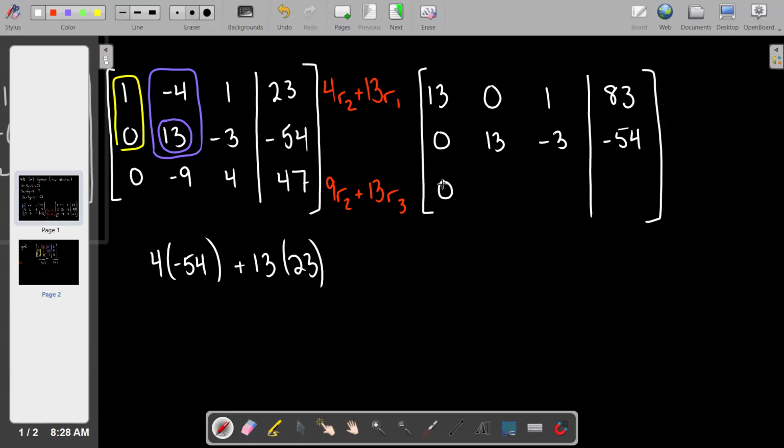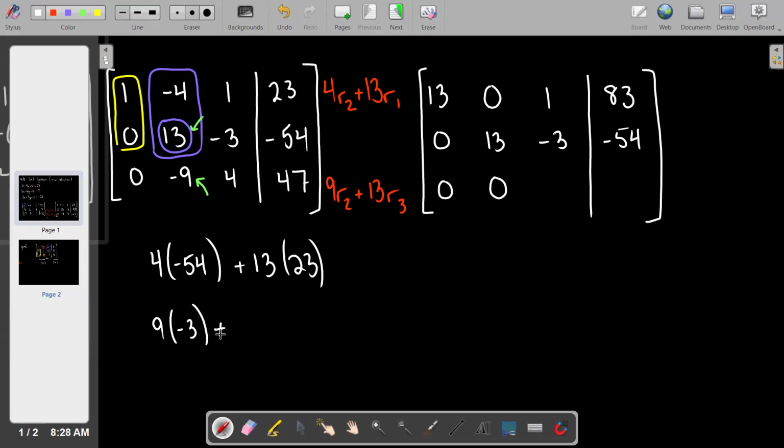All right. 9 times this is 117. 13 times this is -117. Surprise, surprise. We get exactly what we knew we were going to get. The whole reason we're doing what we're doing is to get that zero right there. The next operation that we're going to type into our calculators is 9 times the middle number, -3.